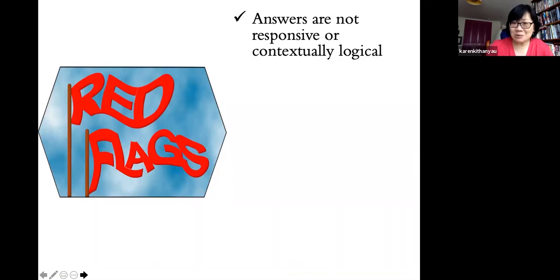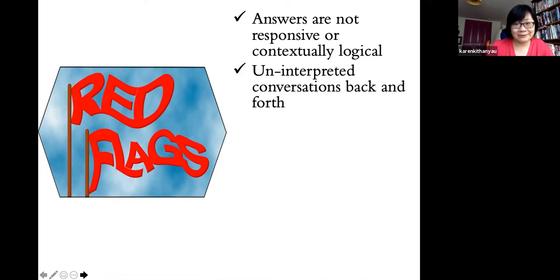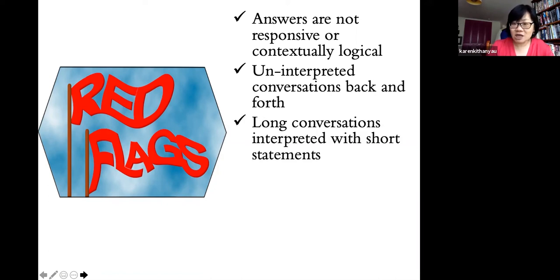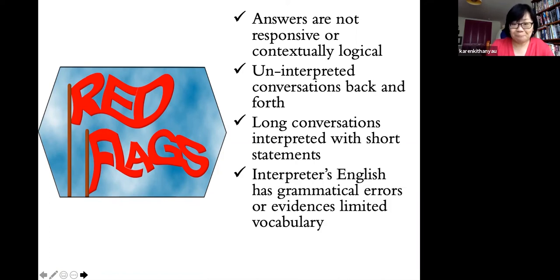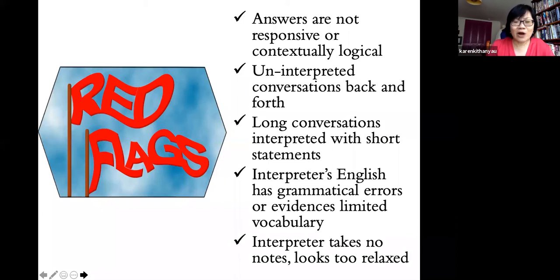Did we see answers that were non-responsive? Yeah. Were there uninterrupted conversations back and forth between just the interpreter and the client? Yeah. Long conversations interrupted, interpreted with short statements? Yep. And there probably are some questions about the interpreter's fluency in English himself. And that's something to really watch for. And the interpreter actually did not take notes. And that is also a red flag.